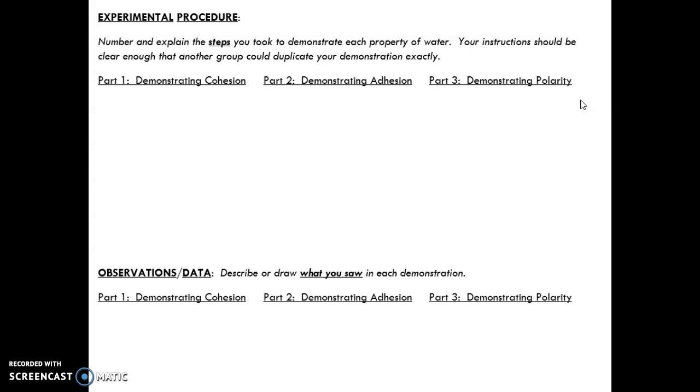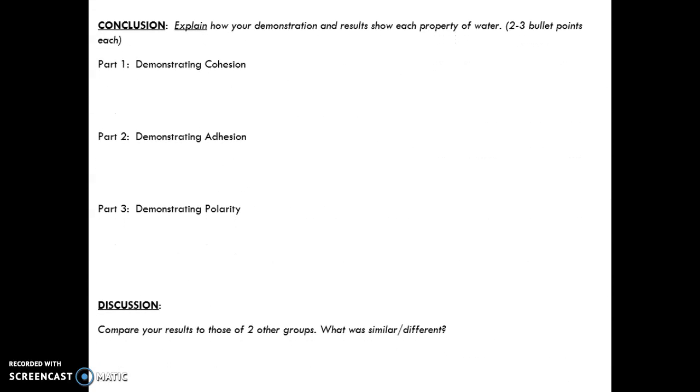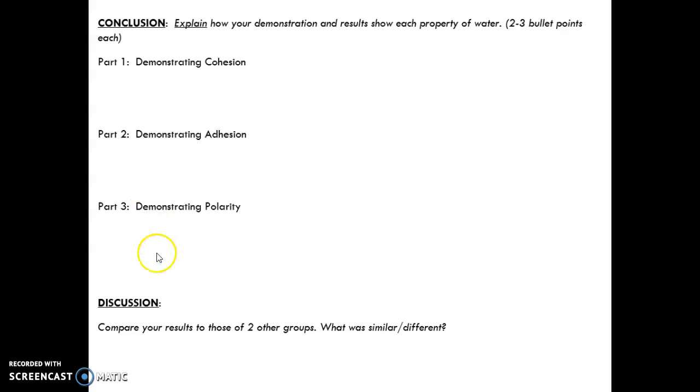If I didn't give you any sugar, but if that had been part of your procedure, maybe that's how you demonstrate polarity, the fact that water can dissolve things. So you write out the steps here, and then you draw what happened. Or if you are really horrible at drawing, you could just describe what you saw. You do that for each of these 3 water properties, and then on the back you have to explain why that happened. So why did that show polarity instead of the other 2? Well, I could talk about the fact that the sugar dissolved into the water and you can't see it anymore, so it must mean that both water and sugar are polar.